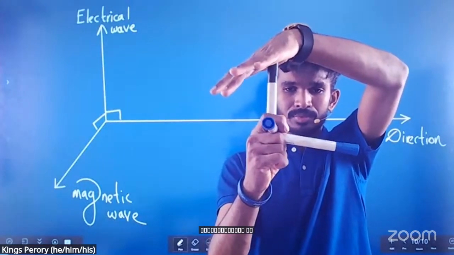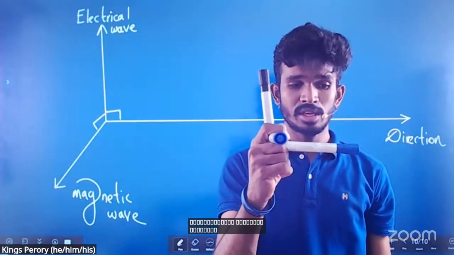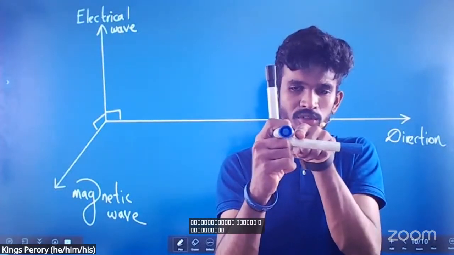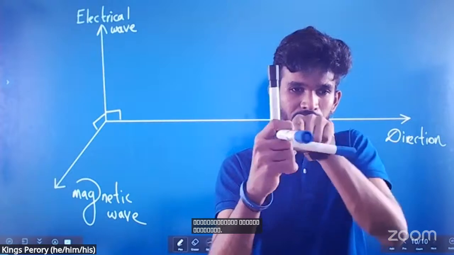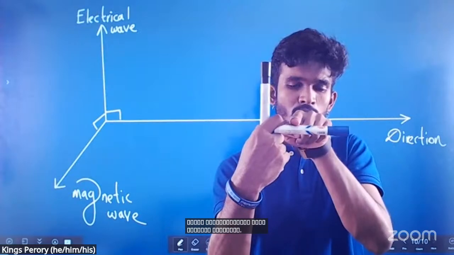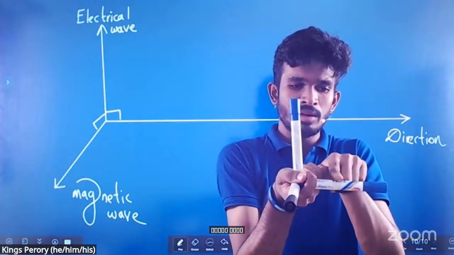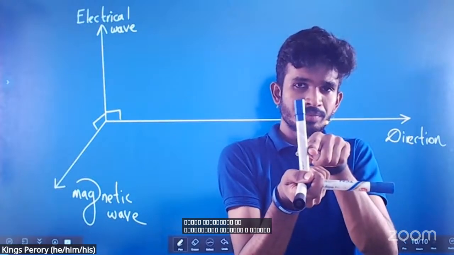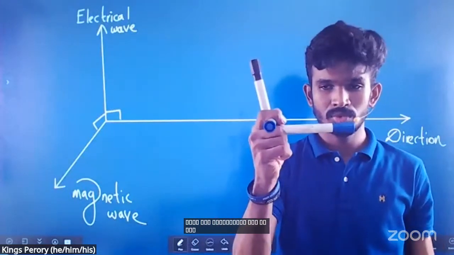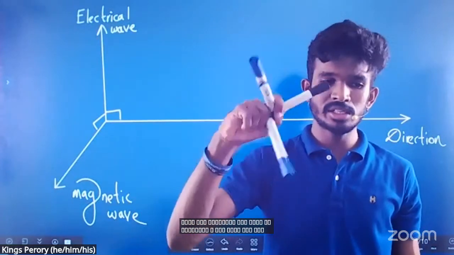Electrical wave, magnetic wave, direction. Can you see the electrical wave axis is perpendicular to the direction? And the electrical wave axis is perpendicular to the magnetic wave. And the magnetic wave is perpendicular to the direction. Can you see all three are perpendicular to each other? That is how these three axes are arranged.